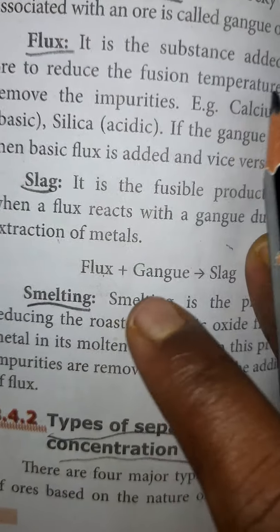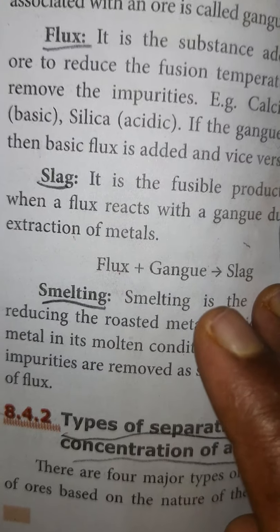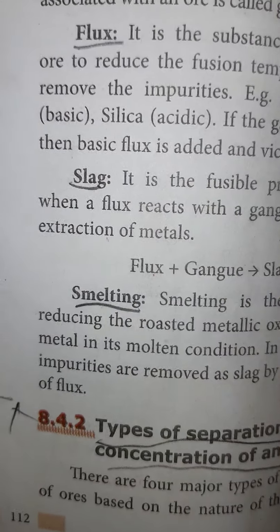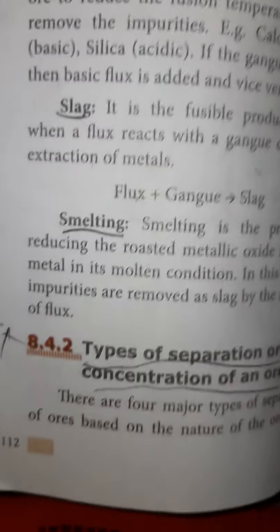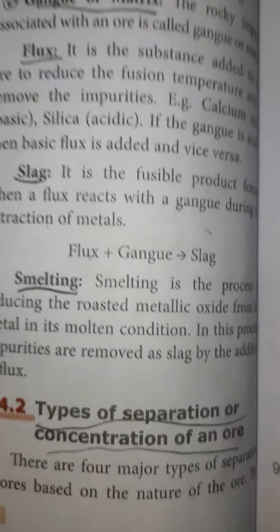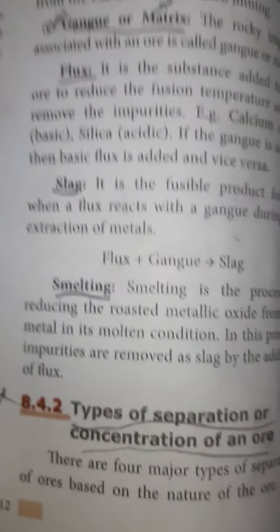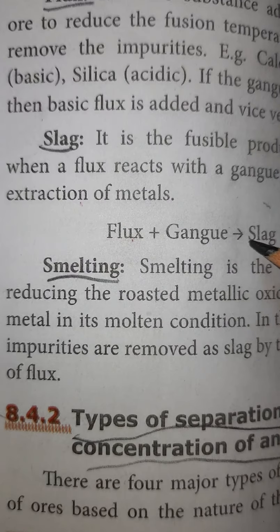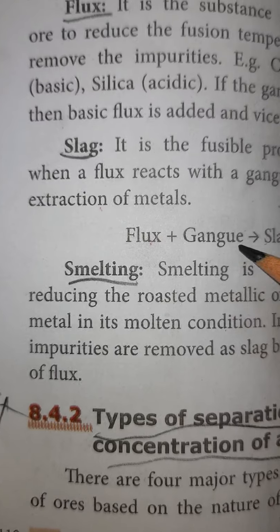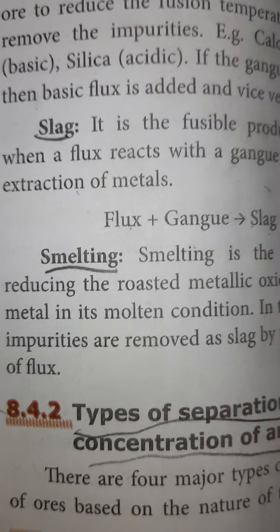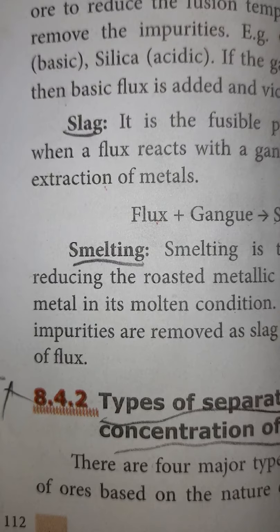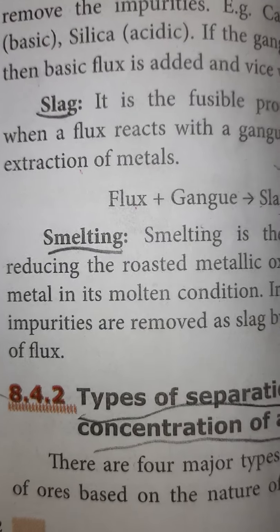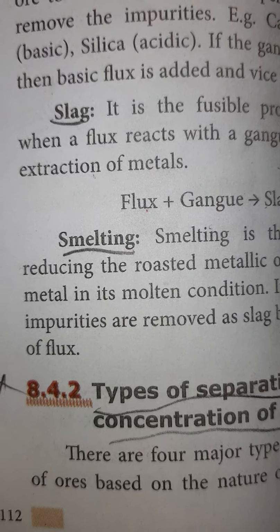Flux is the substance added to the ore to reduce the fusion temperature and remove impurities. Example: calcium oxide, silicon dioxide. Slag is the product formed when flux reacts with gangue during extraction of metal: flux plus gangue gives slag. Next one, smelting. Smelting is the process of reducing roasted metallic oxide to the metal in the molten condition. In this process impurities are removed as slag by the addition of flux.